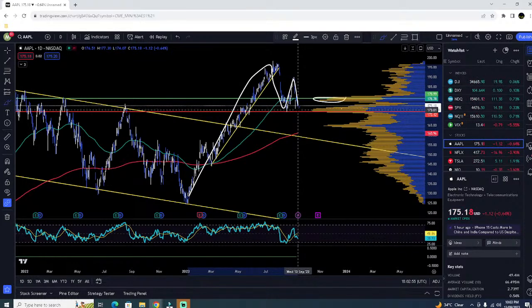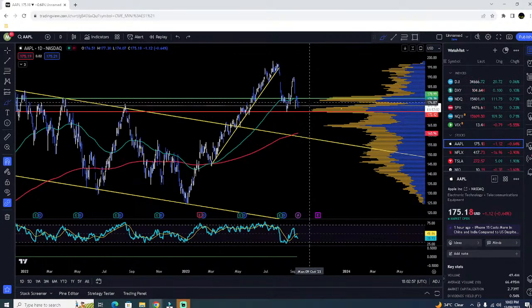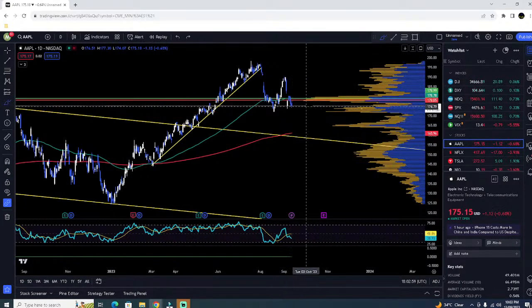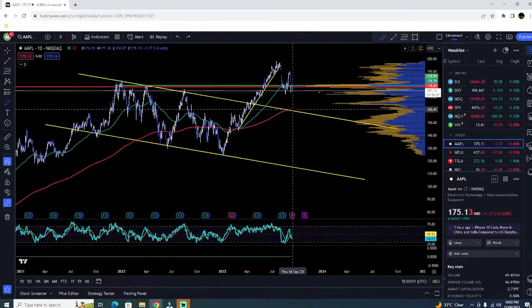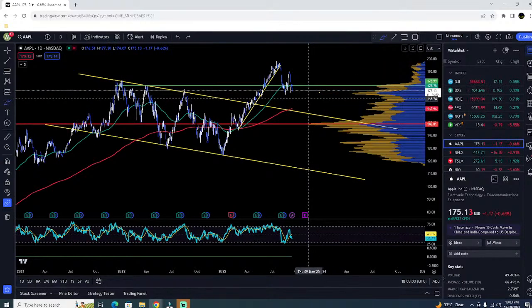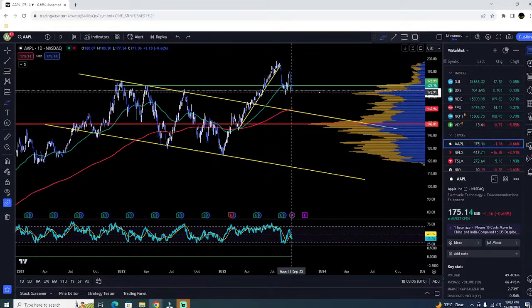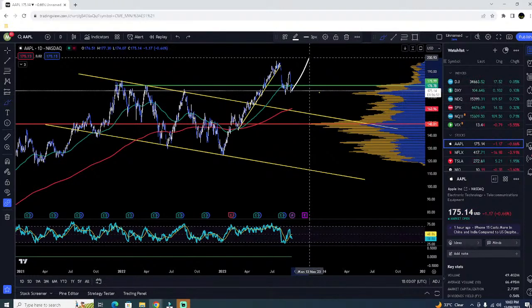Now as you know, the new iPhone along with other products have been launched. If the market and the analysts think that yes, it's a strong product and it can drive further growth, then yes, we will see continuation towards the upside, taking us towards the 200 level.